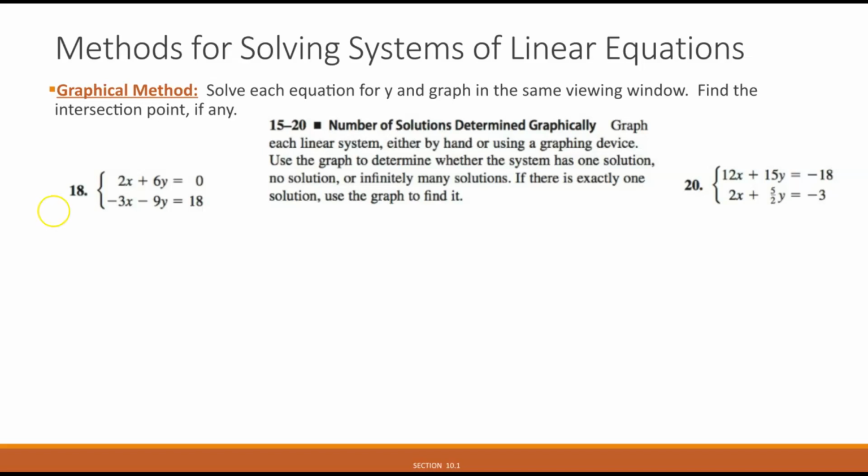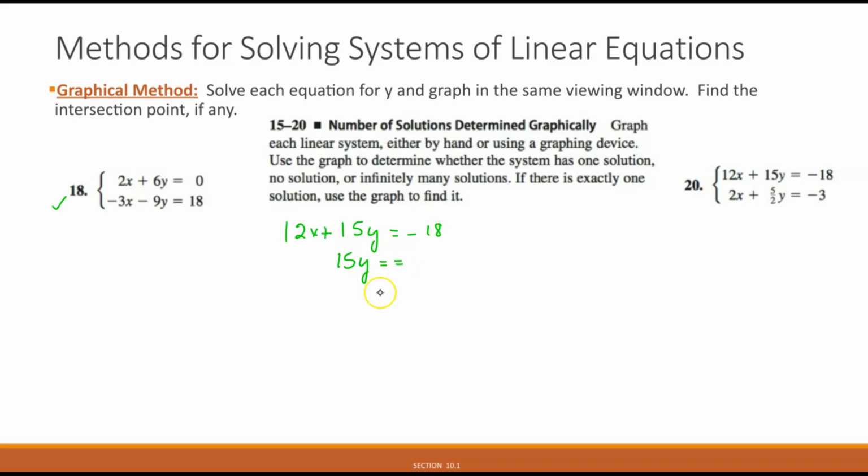Okay, we did problem number 18 last time. Let's work on problem number 20. For problem number 20, again, we're using the graphical method. So we'll start out with 12x plus 15y equals negative 18. We're going to solve for y so we can get this put into our calculator.